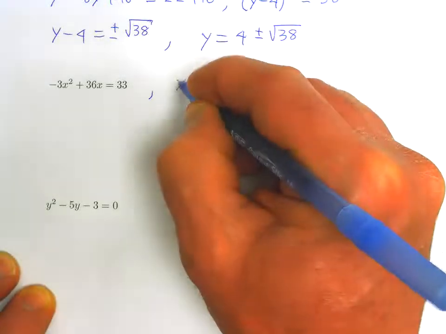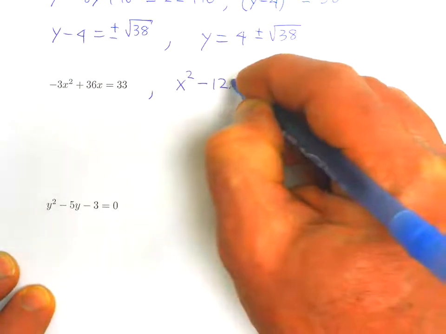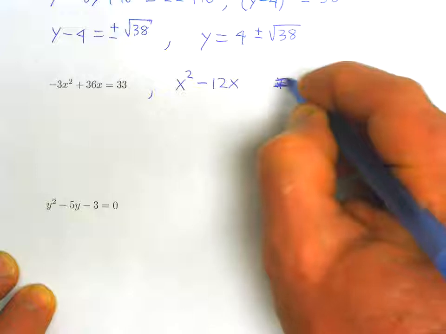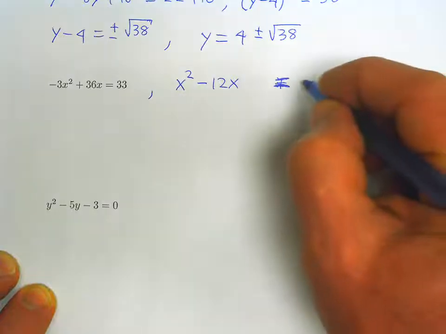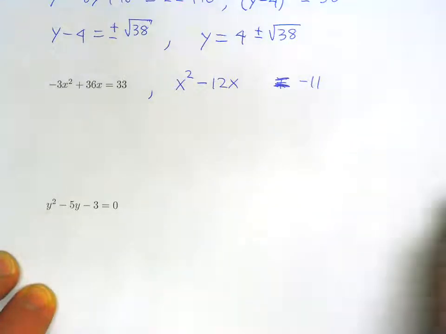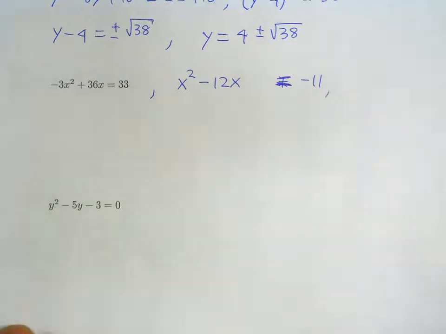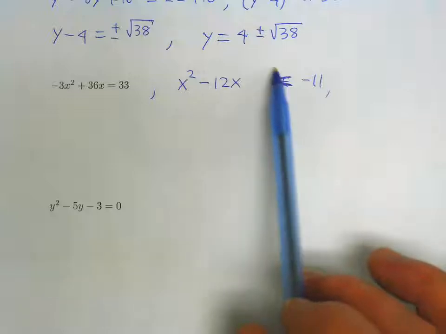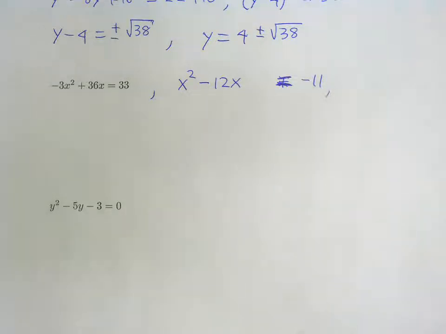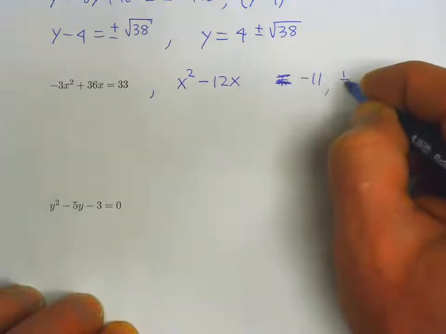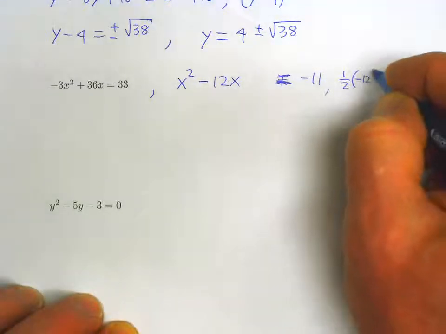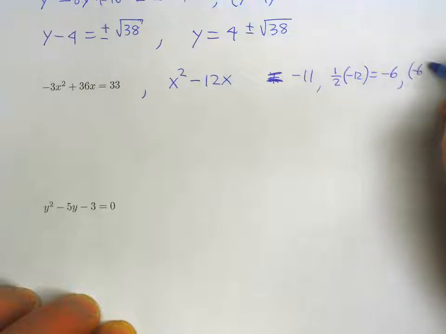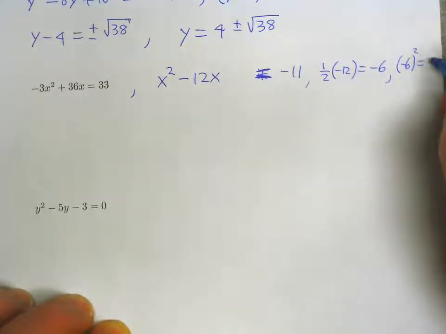Okay, so we'll divide every term on both sides by -3. We get 1x squared minus 12x, and then this is equal to 33 divided by -3, which is -11. Okay, in the next step, we create a perfect square trinomial on the left-hand side, and whatever number we need to add to the left-hand side, we also add to the right-hand side. So first we take 1/2 of the coefficient of x, 1/2 of -12 is -6. And then when we square -6, we get positive 36.